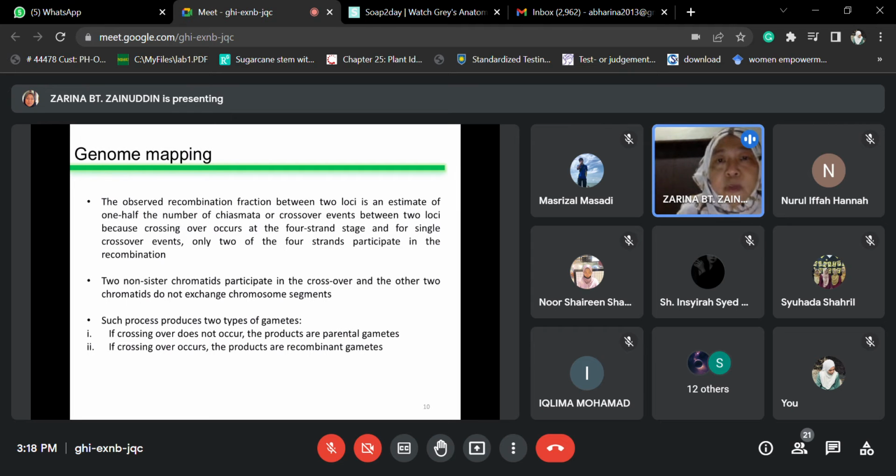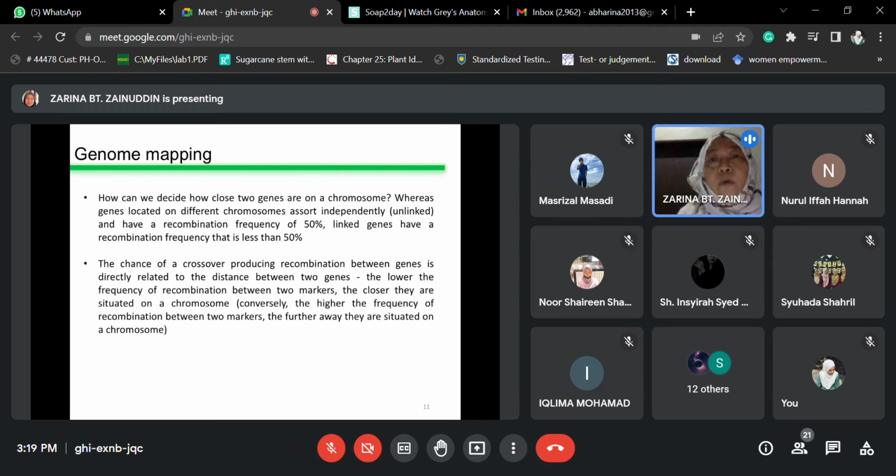Okay, so the observed recombinant fraction between two loci is actually an estimate of 1/2 of the number of chiasmata or crossover events between two loci, because crossing over occurs at the 4-strand stage, and for single crossover events, only 2 of the 4 strands participate in the recombination. Okay, so basically I'm explaining the process of meiosis. If crossing over does not occur, the products are parental gametes. But if crossing over occurs between the two types of gamete, the products are what we call recombinant gametes, between two parents.